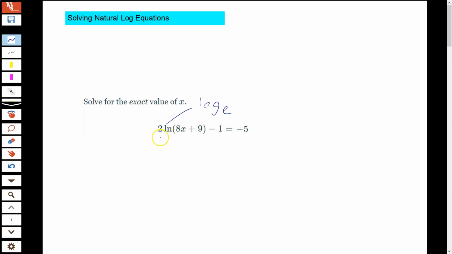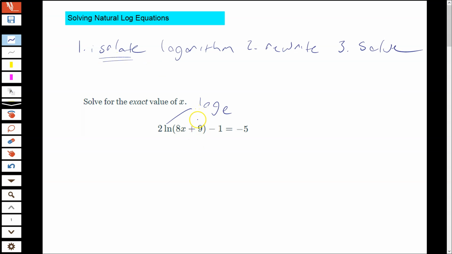Notice though, this one has one log in it, and then it has some numbers outside that log. So instead of trying to condense our logarithms, we still want just one logarithm by itself on one side. So our steps this time are going to be these. Okay, so instead of condensing, our goal now is to isolate the logarithm, meaning get it by itself.